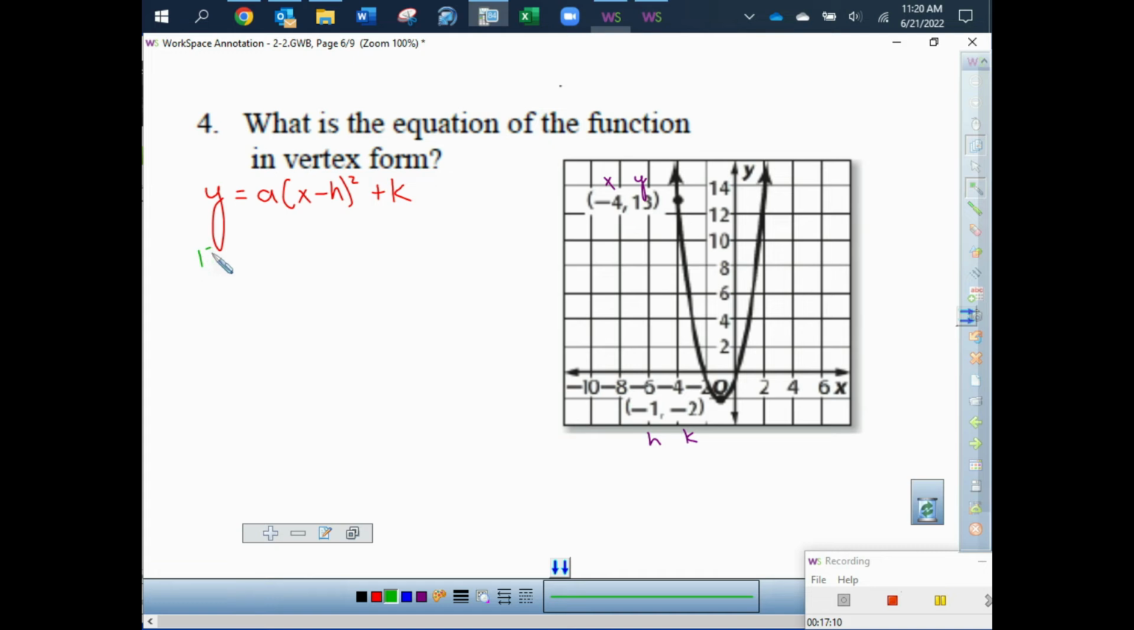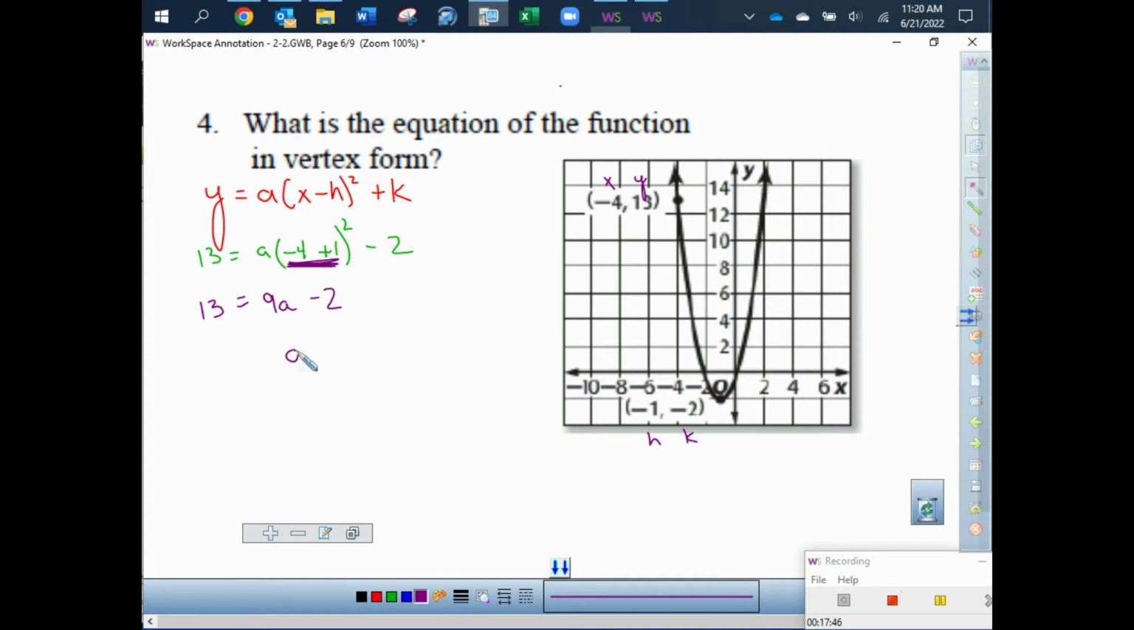So y is 13. A, I don't know. Then I have to put a number in for x. X is negative 4. H is negative 1, so I have minus the negative 1, so it's plus. Remember, that always turns out to be the opposite when you put them in. Don't forget that it's got to get squared. Then minus 2. Then let's clean up. So 13 comes down, equals comes down. I'm going to do what's in here first. That's a negative 3. Negative 3 squared is a positive 9, and there is a times a with it.